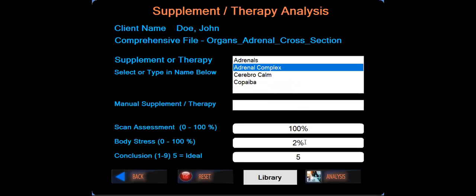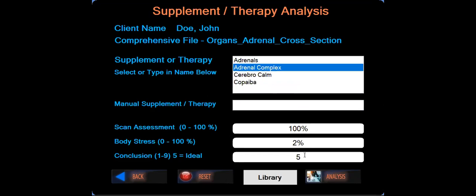There is a body stress of 2% in taking it. It means that our net sum total is a 98% benefit, which in the grand scheme of things is just a really good score. On that scale from 1 to 9, we're getting a 5. And so again, that's the ideal score. So for, in this case, John Doe, for his adrenals, adrenal complex would be awesome.